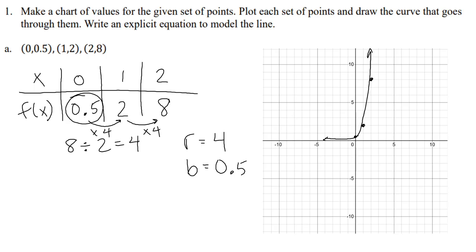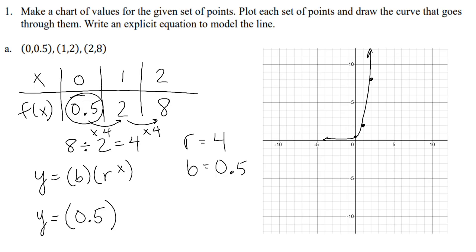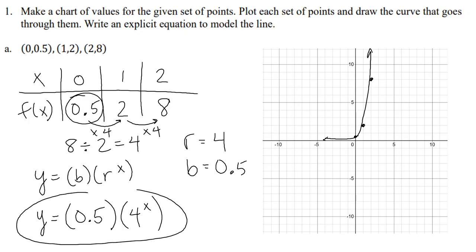And we'll remember that our equation form is y equals b times r to the x. And so we have all of those things already off to the side. We can write y equals, or f of x equals, 0.5, our b value, times r to the power of x.